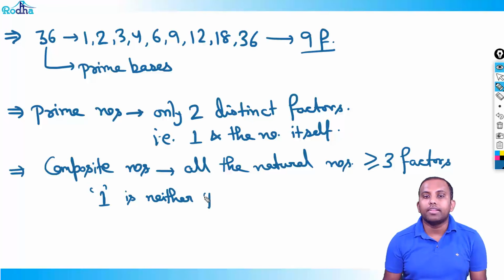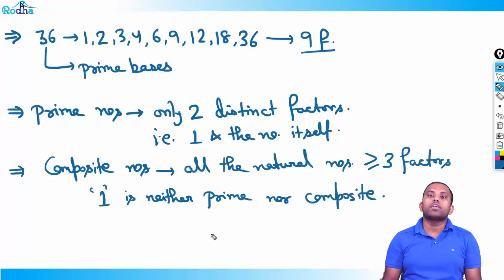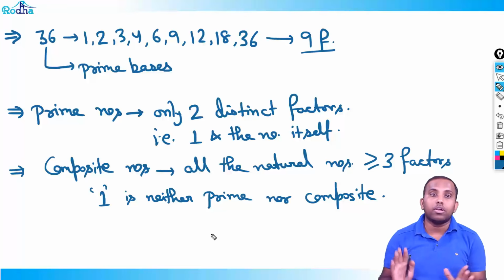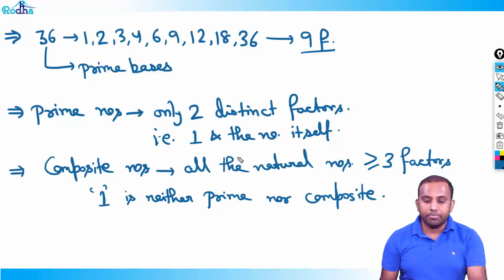1 is neither prime nor composite, right? Because 1 has only one factor, that is 1 itself. So 1 is neither prime nor composite, right? Okay.